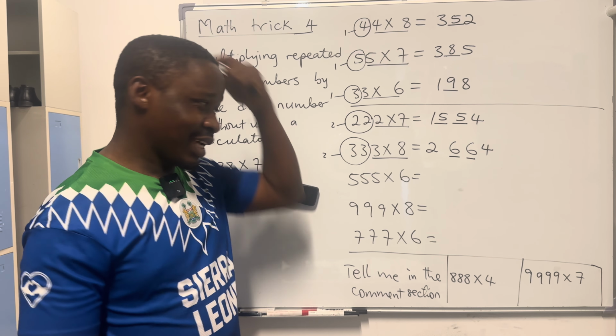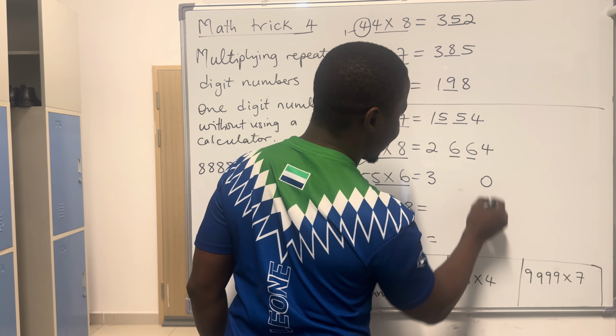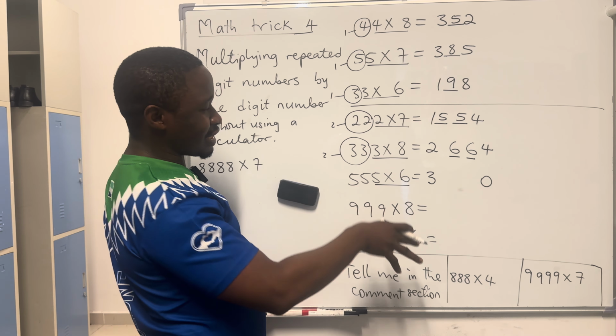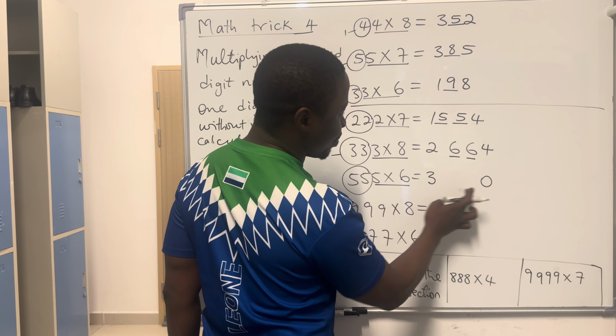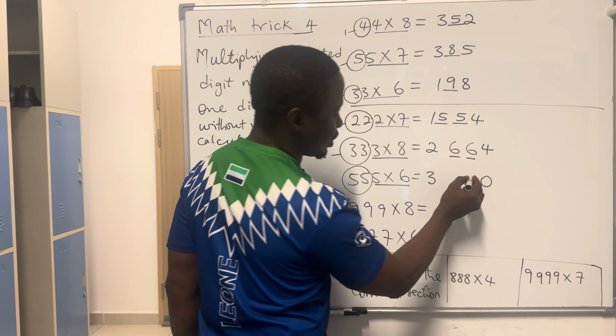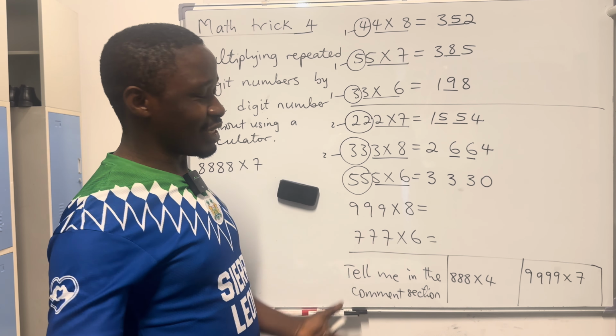So we see 1, 2 digits. We have this one here again. 5 times 6 is 30. How many digits are we inserting between them? 1, 2. So 3 plus 0 is 3. 1, 2. So easy, so simple.